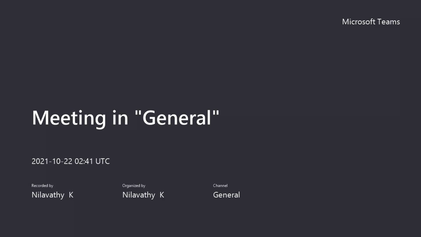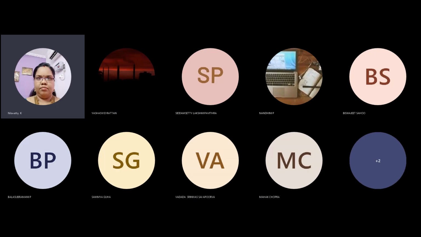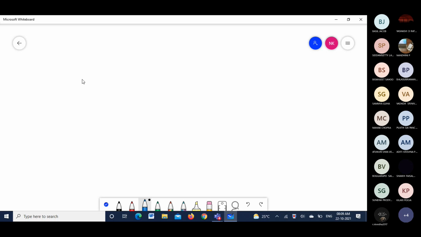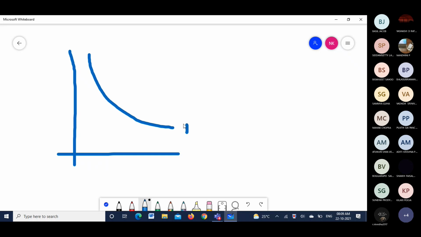So this is regarding what is the isoquant and the isocost line. I will just explain it again. So this is the isoquant curve.